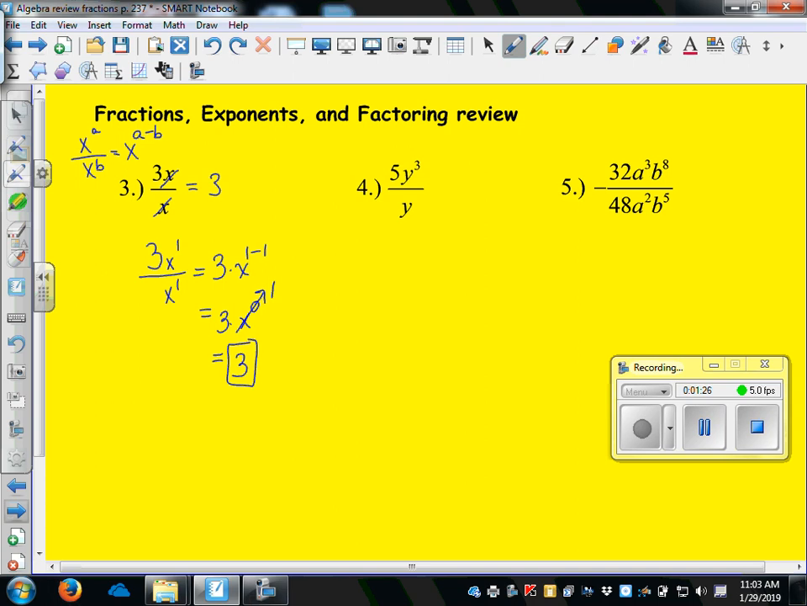Number 4, 5y cubed divided by y, that's the same as 5 times y to the 3 minus 1, which is going to be 5y squared.